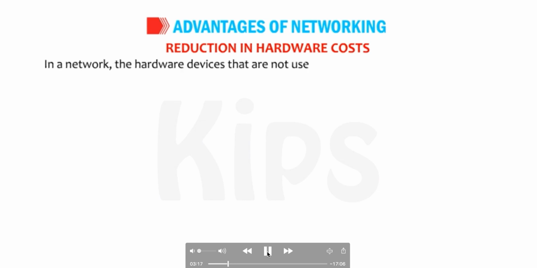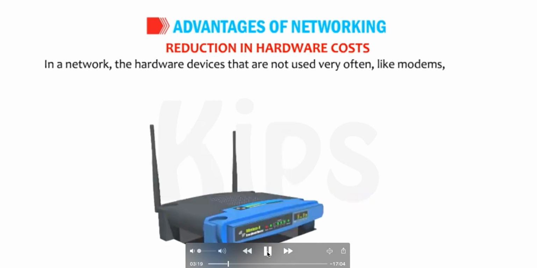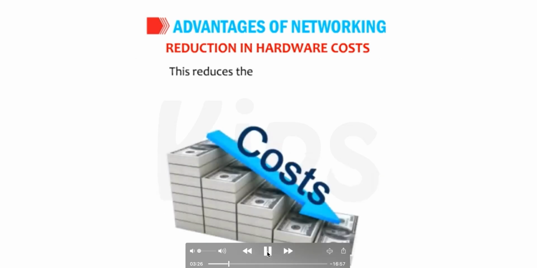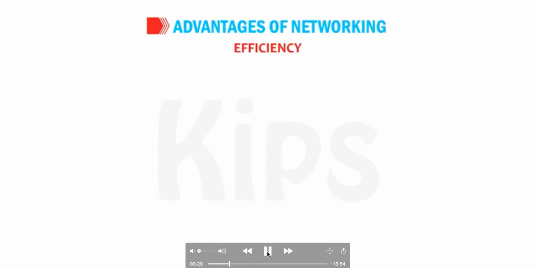The next one is reduction in hardware cost. We have already discussed one with the example of sharing the printer. Now we'll be discussing more. In a network, hardware devices that are not used very often, like modems, printers, scanners, CD writers, etc., can be shared. So this reduces the cost of the hardware.